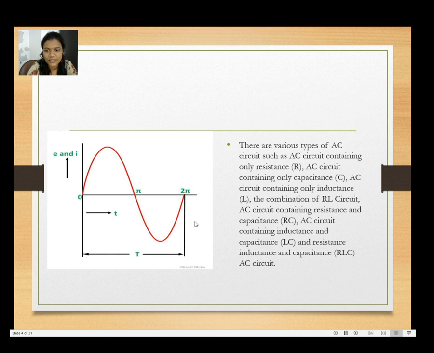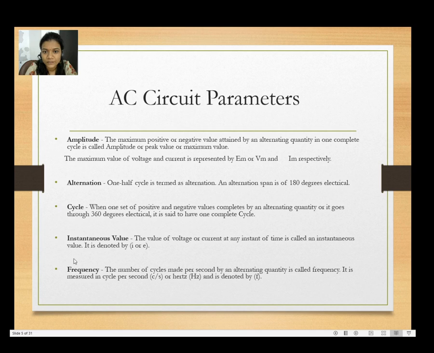So there are various types of AC circuits containing only resistors, then containing only a capacitor, then containing only an inductor. Also the combination of RL circuit, combination of RC, that is resistor and capacitor, combination of LC, inductor and capacitor, and also RLC, a combination of resistor, inductor and capacitor. Now what are the AC circuit parameters?